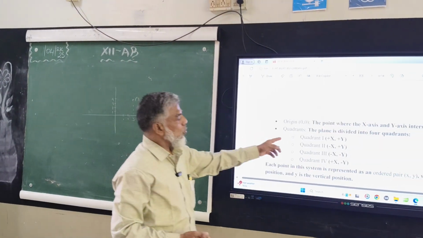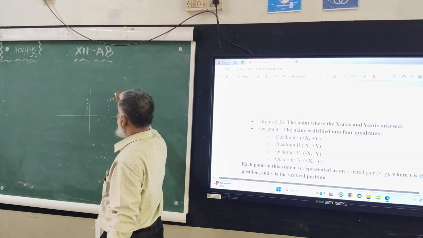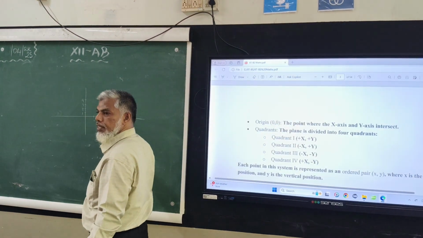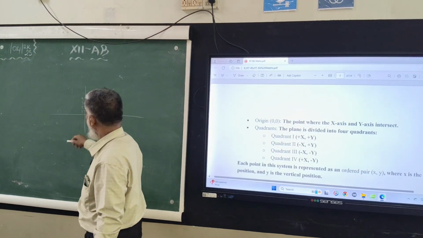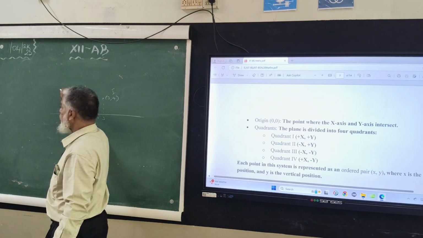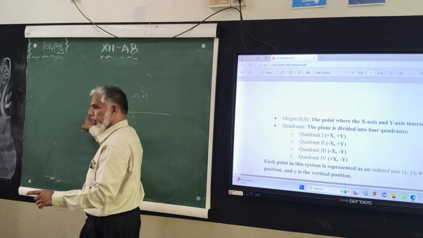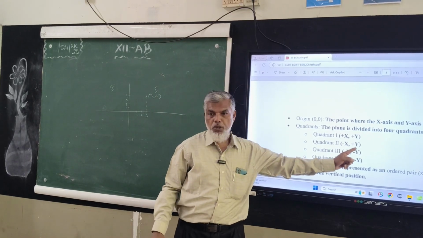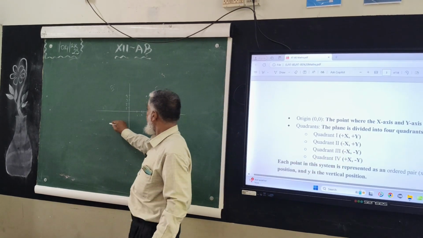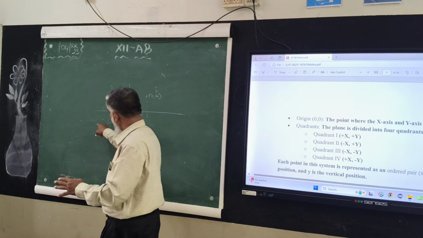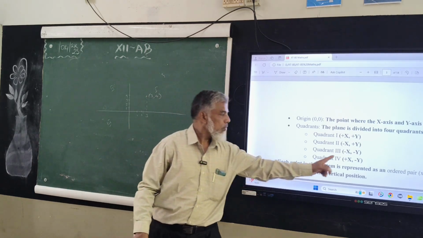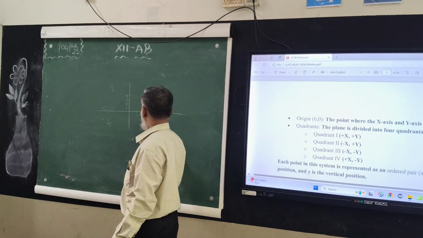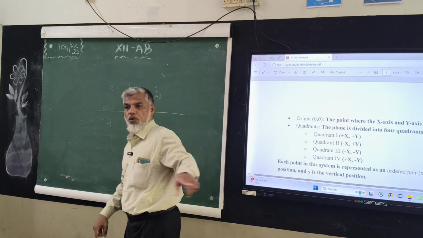And look at this quadrant. This is the first quadrant. In the first quadrant both x and y are positive. Here x is negative, so this is the second quadrant: x negative, y positive. And the third quadrant: x negative, y negative. And the fourth quadrant: x positive, y negative.